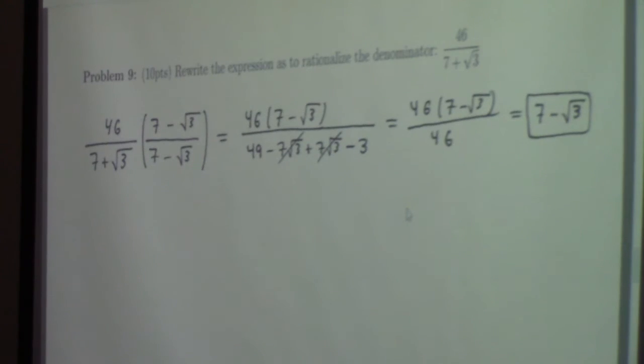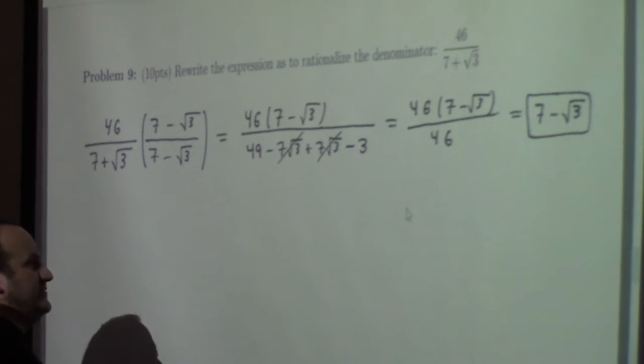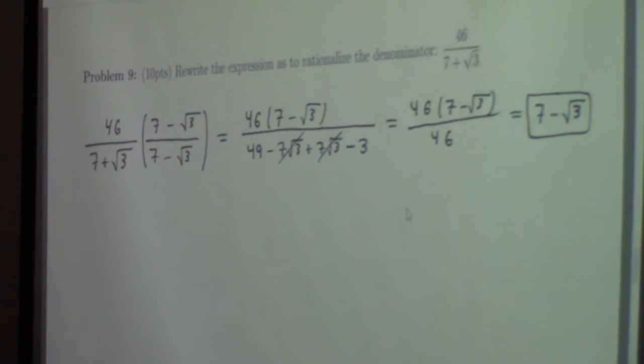A lot of people got this wrong for a lot of different reasons. If I felt like you were on the right track, I think I only took off 2 points. I was pretty generous in the partial credit here, probably more generous than I should have been. Hope you can forgive me. But I tried to design this so the 46 would cancel with that 46 and just leave us with that nice, happy 7 minus root 3 answer.